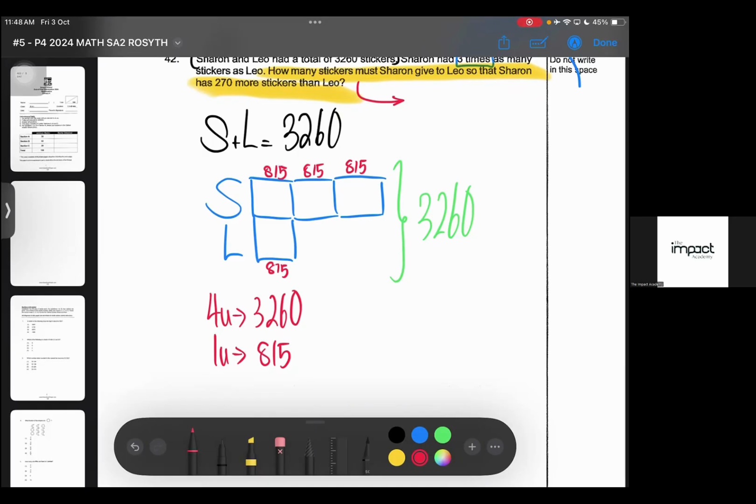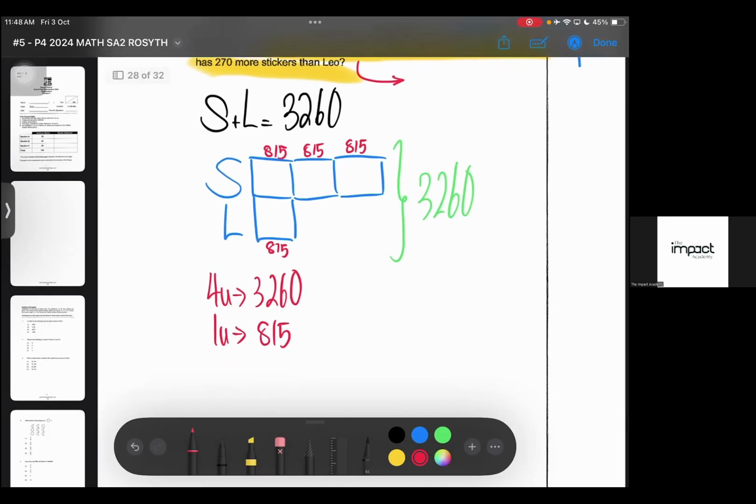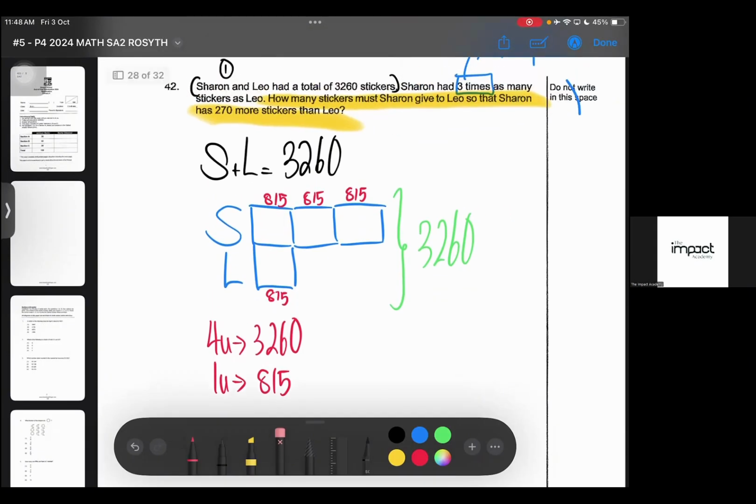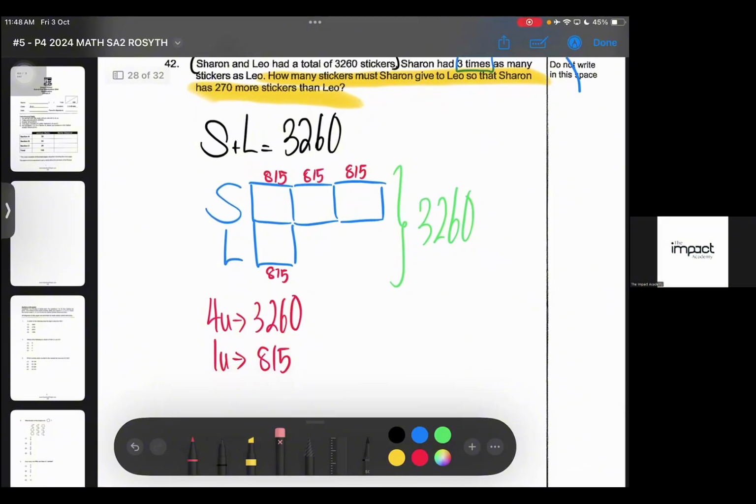Oh, okay. So can you see 4 units is 3,260? Right? 1 unit is 815. Okay, let's read the question together. The question specifies: how many stickers must Sharon give to Leo so that Sharon has 270 more stickers than Leo?